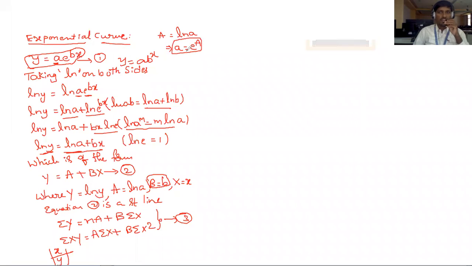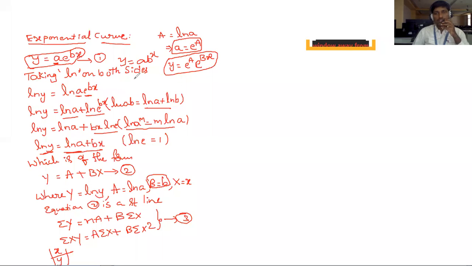So finally, after getting these two values, small a and small b, we substitute them. Therefore, y is equal to e power A into e power bx, where b is capital B, and bx is written as BX. This is the way we need to calculate. Once you are perfect in this first curve, obviously you can get the remaining one. So for every problem, first you need to write the entire part. When you are solving the problems also, you should write the entire part. So keep that in mind.